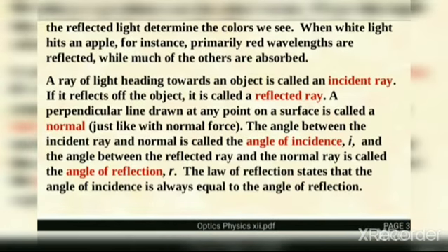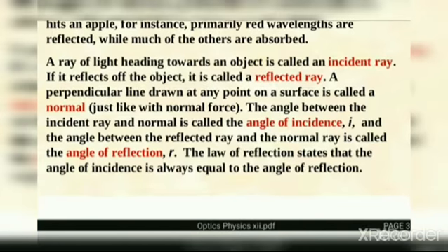The ray of light heading towards the object is called the incident ray. If it reflects off the object, that is called the reflected ray. And the perpendicular line at a point on the surface is called the normal, and the angle between the incident ray and the normal is called the angle of incidence, and the angle between the reflected ray and the normal is called the angle of reflection.